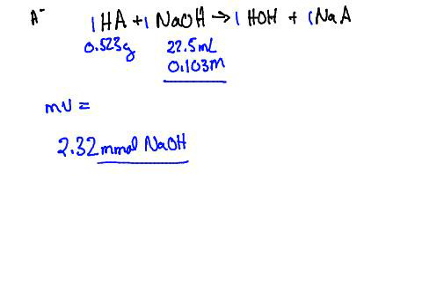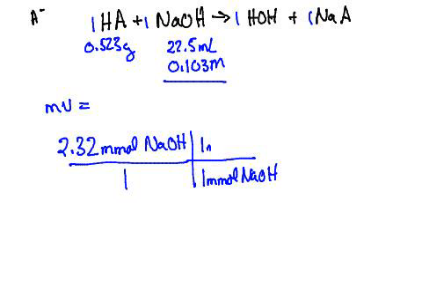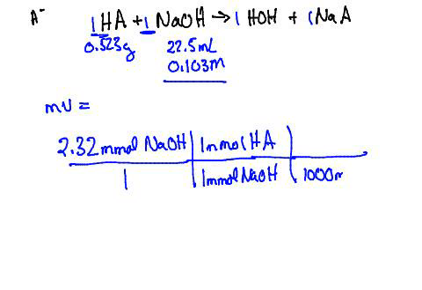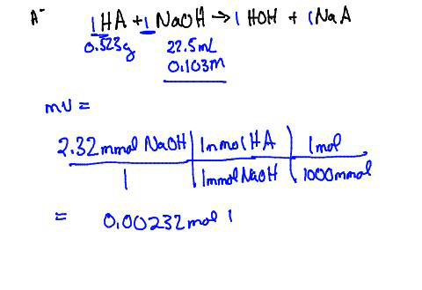I'm going to want to go to moles in this case. You'll see why. To moles of HA. Now I'm going to use that mole-to-mole ratio. 1 millimole of NaOH is equal to 1 millimole of HA. Where did I get those ones? Those are the coefficients of the balanced equation. And actually, now I do want to convert to moles. 1,000 millimoles is equal to 1 mole. And I get a number that is quite small, 0.00232, and that is the number of moles of HA.